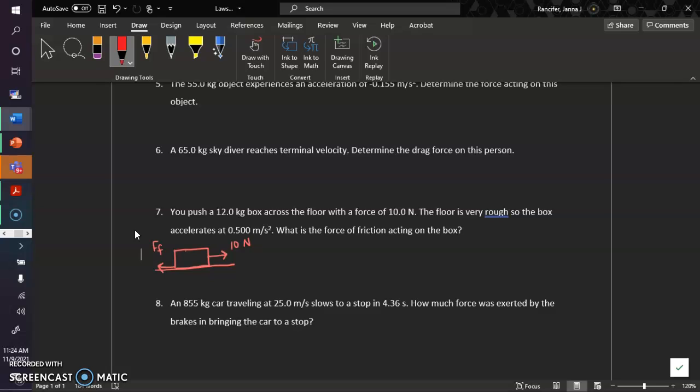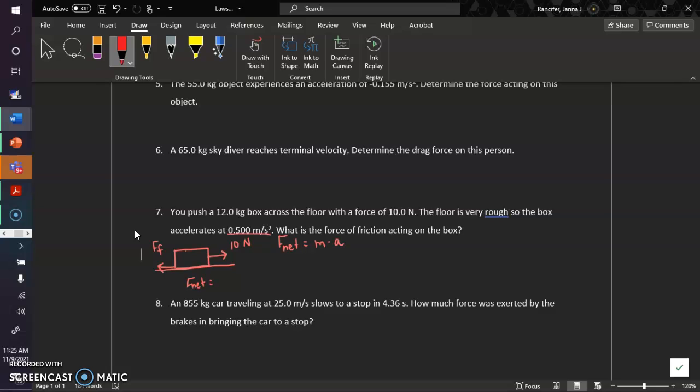And the box accelerates at 0.5 meters per second squared. This acceleration tells me what the net force is. According to Newton's second law, the net force on an object is equal to its mass times the object's acceleration. The net force is the resulting sum of my force of friction and this 10 newton force of push. So my F net is a combination of these two forces.